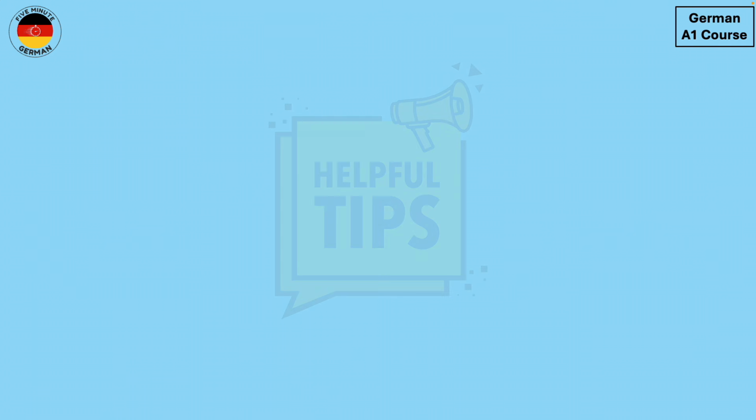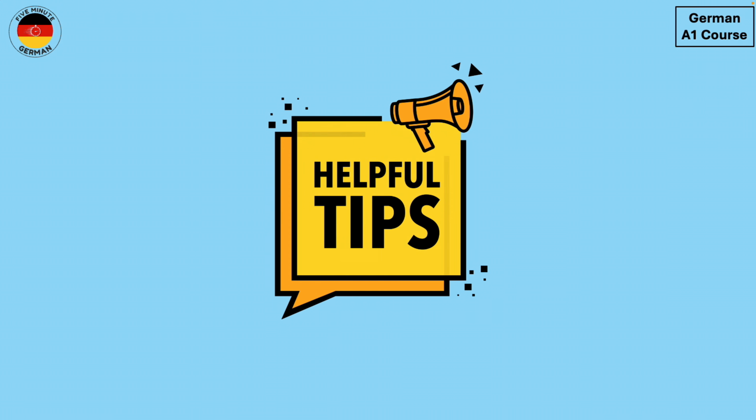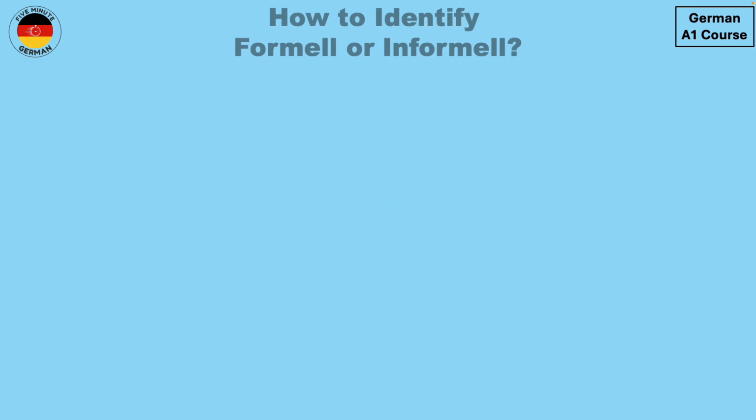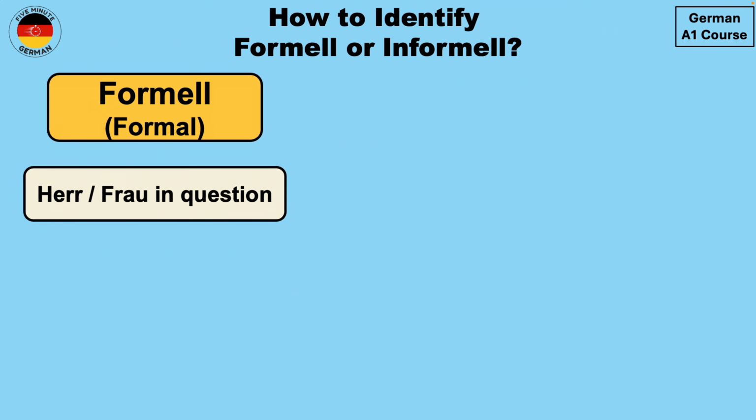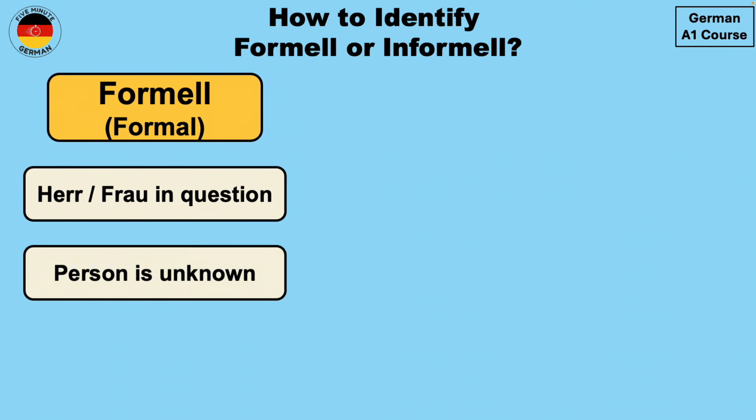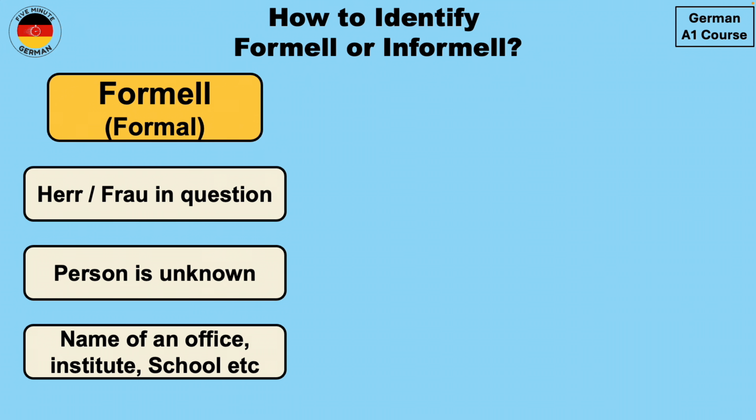Now let me give you some tips which will be helpful for you in the exam. So the first tip is how to identify whether you have to write a formal or informal email or letter. So let's take a look at formal first. You can identify if the email or letter is formal if you see the words Herr or Frau in the question, if the person is unknown, so there is no name given, or if you see the name of an office, institute, school, etc. in the question, then it will be a formal email or letter.